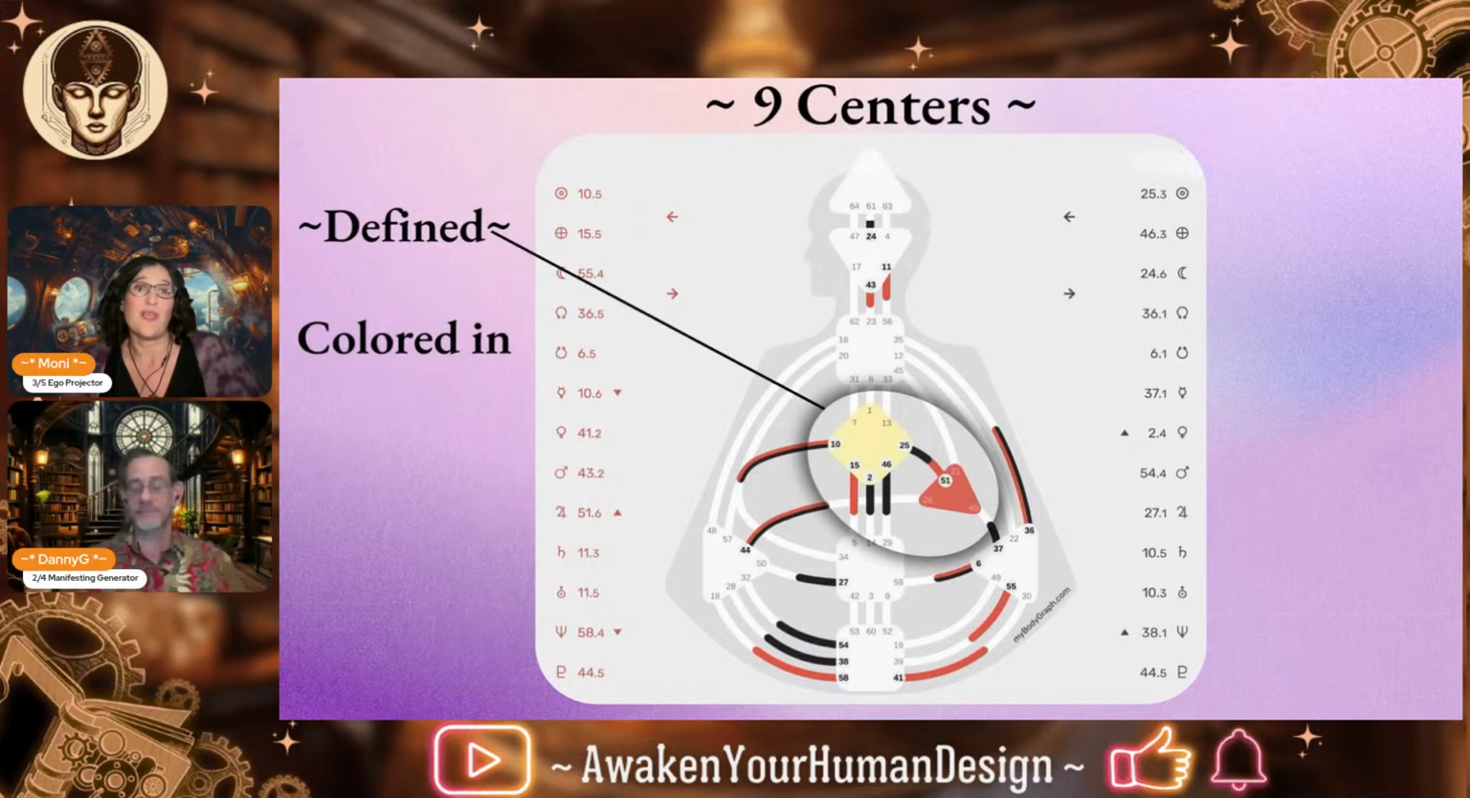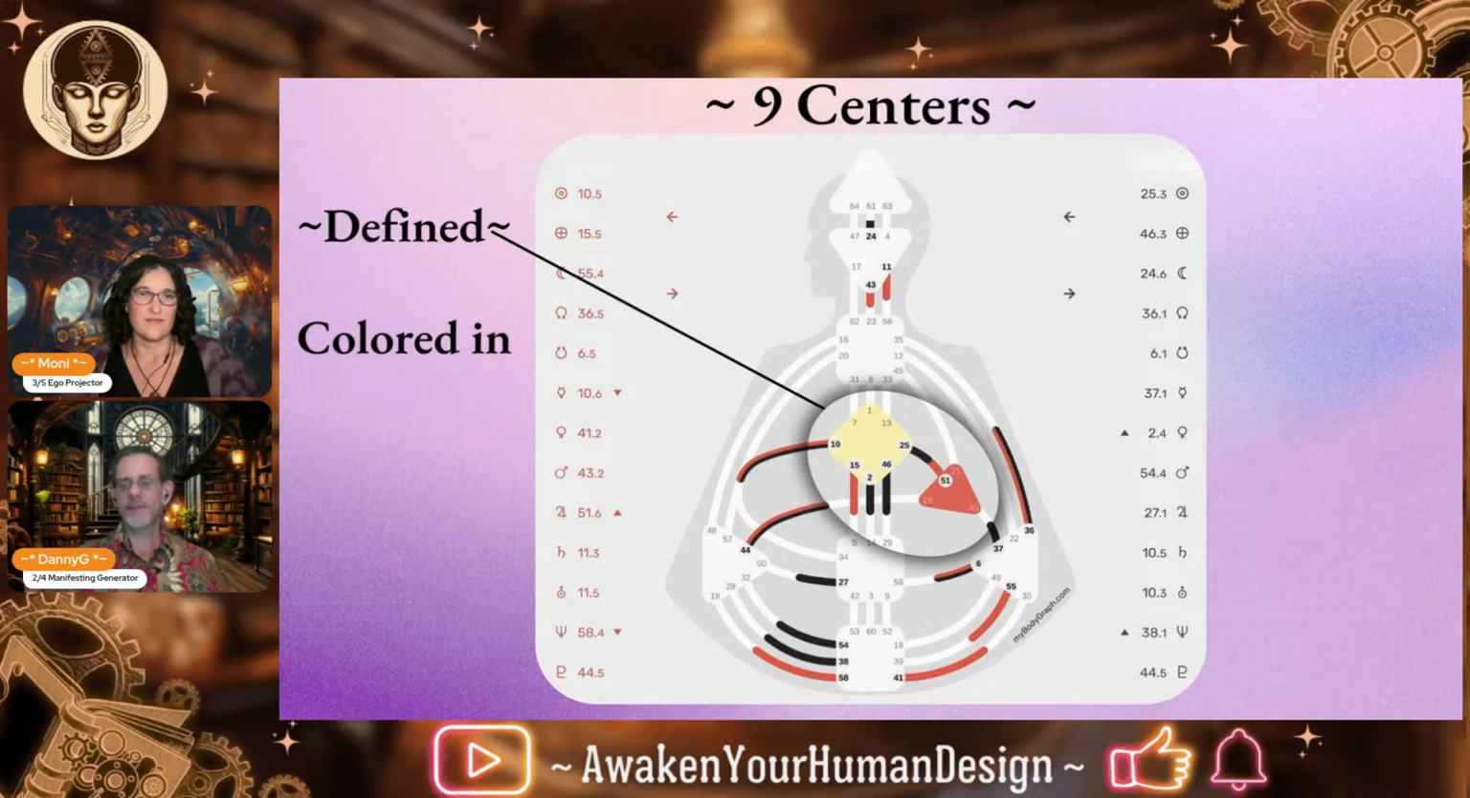They're open. Yeah, they're just receiving. And then a defined center is when it's colored in. So the yellow identity center and that red will ego center, they're defined, so they're colored in. When anything's colored in the chart, whether it's a gate, a channel, or a center, it's defined. That definition is important because everyone's like, I don't have a lot of color. I have more color. I have less color.